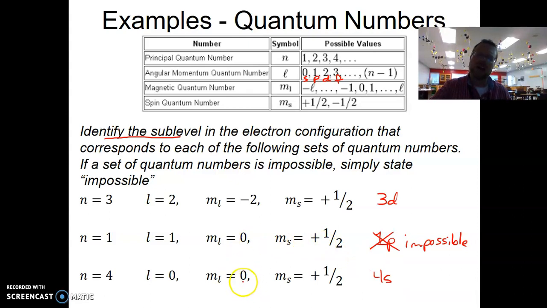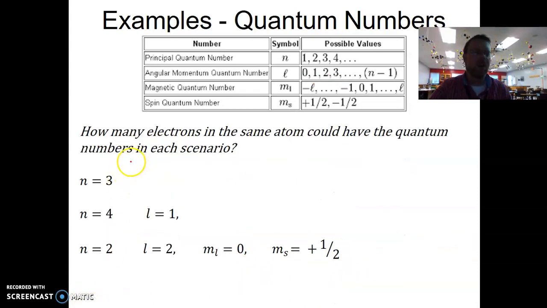Also, it's a good idea to check your M sub L here. Can M sub L be 0 if L is 0? Yeah, that works out. M sub L goes from negative L up to L, so actually this is the only possible value you could have for M sub L. Negative 0 to positive 0 is just 0. That's the reason why S only has one box representing one orbital in an orbital diagram. If we wanted to get more specific, we could say, hey, this electron's spinning up in this box.